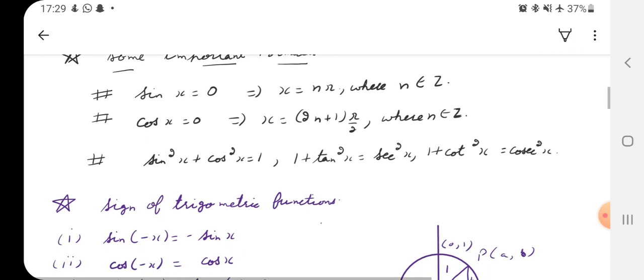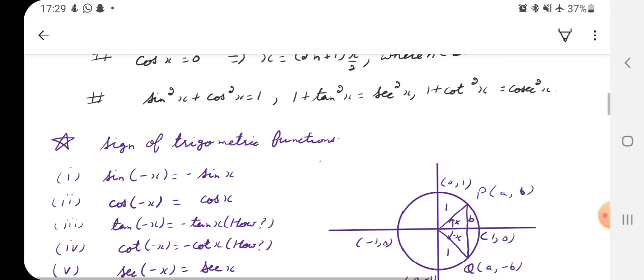Next, these are the identities which you learnt in 10th as well: sin square theta plus cos square theta equals 1, secant square theta minus tan square theta equals 1, or 1 plus tan square theta equals secant square theta, and 1 plus cot square theta equals cosecant square theta.